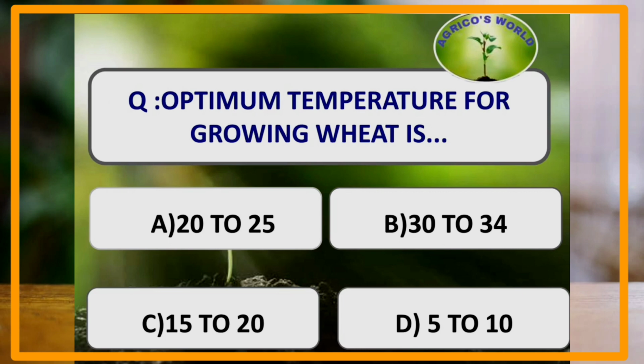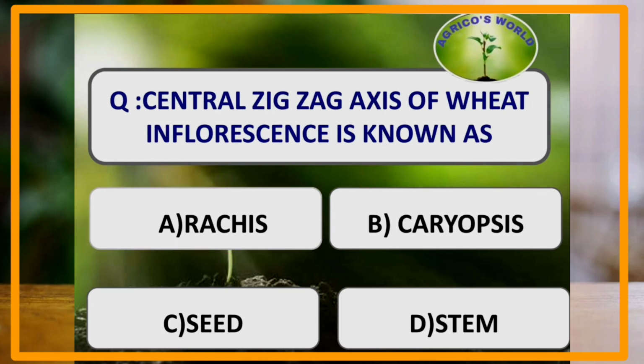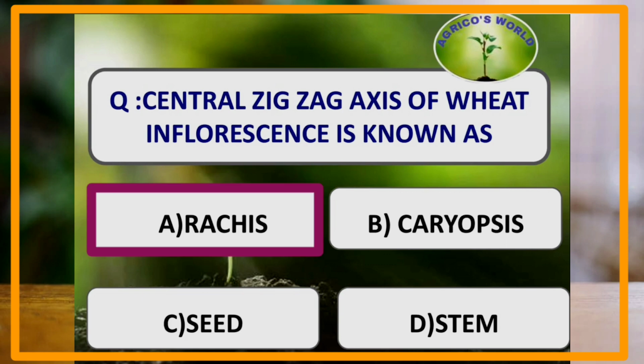What is the optimum temperature for growing wheat? The optimum temperature for the cultivation of wheat is 20 to 25 degrees centigrade. Central zigzag axis of wheat inflorescence is known as? The inflorescence of wheat is spike and the central zigzag axis is known as rachis.